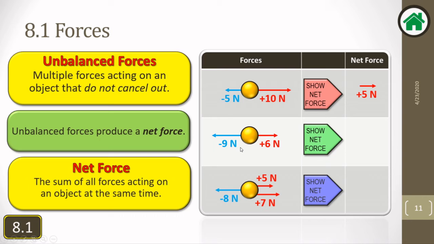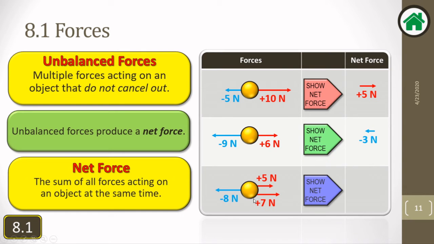In this situation, we have negative 9 newtons, or 9 newtons to the left, and positive 6 newtons to the right. If we combine those two, then we're going to wind up with a net force of negative 3 newtons. So again, it will be like this object is being pulled by a single force of 3 newtons towards the left. The negative means towards the left.